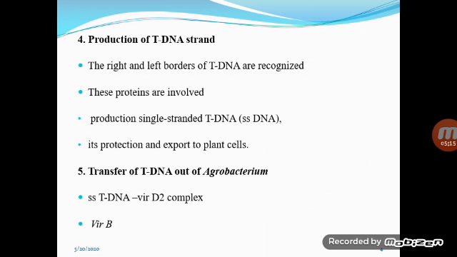The next step is the transfer of tDNA out of the Agrobacterium. The single-stranded tDNA-VirD2 complex, in association with Vir proteins, is exported from the bacterial cell. VirB products form the transport apparatus.